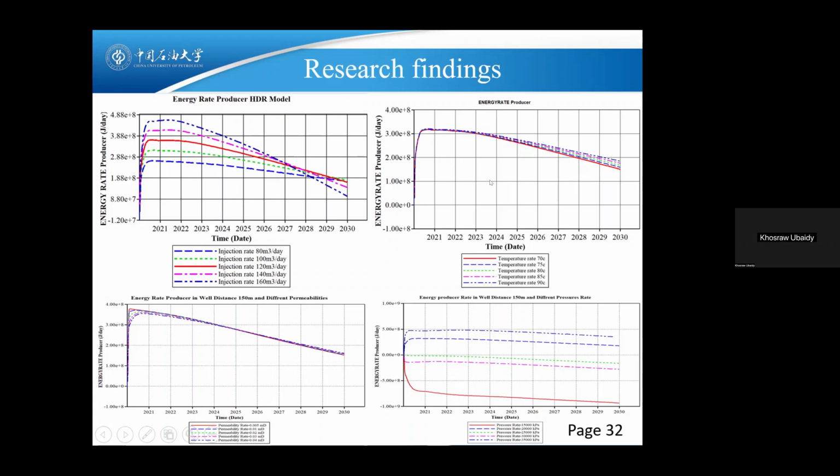But at the same time, we can see the temperature with the same amount with different temperature, like 90 degree, it will go still not too much different, but still we can see that it will go high, then by years it will decrease. So still we can say, okay, this can also be optimal, but still not yet.